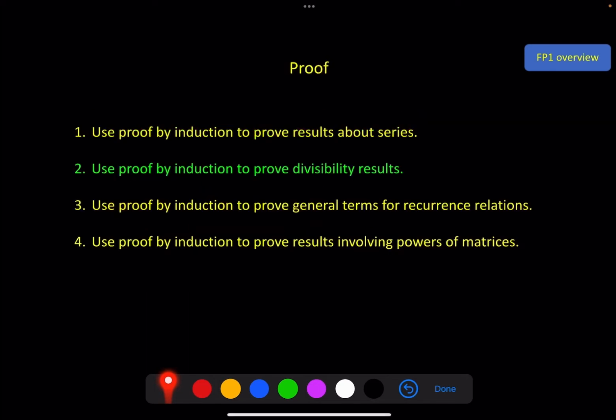In this video, we're going to use the same idea, proof by induction. We're going to look at divisibility results, and there's a slightly different approach to doing this proof for these types of results.